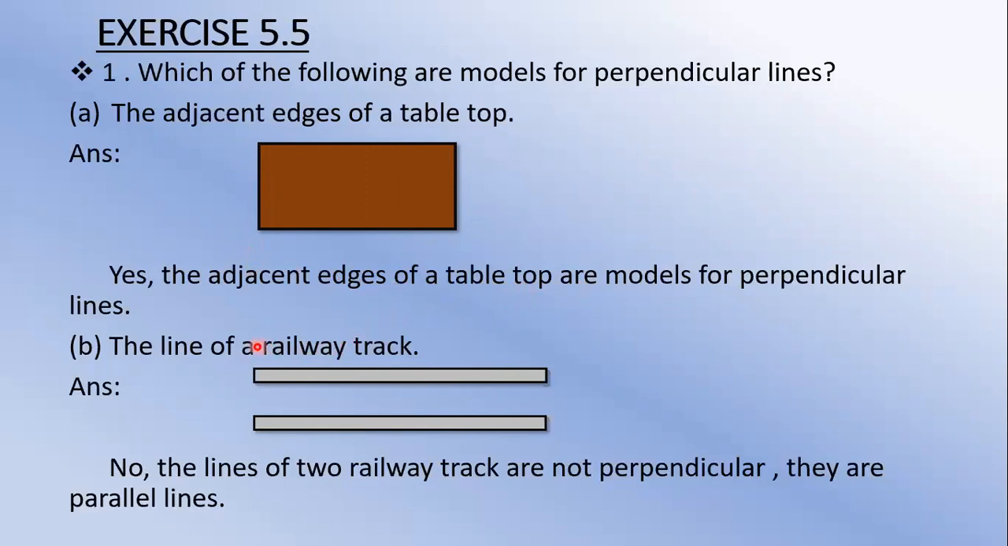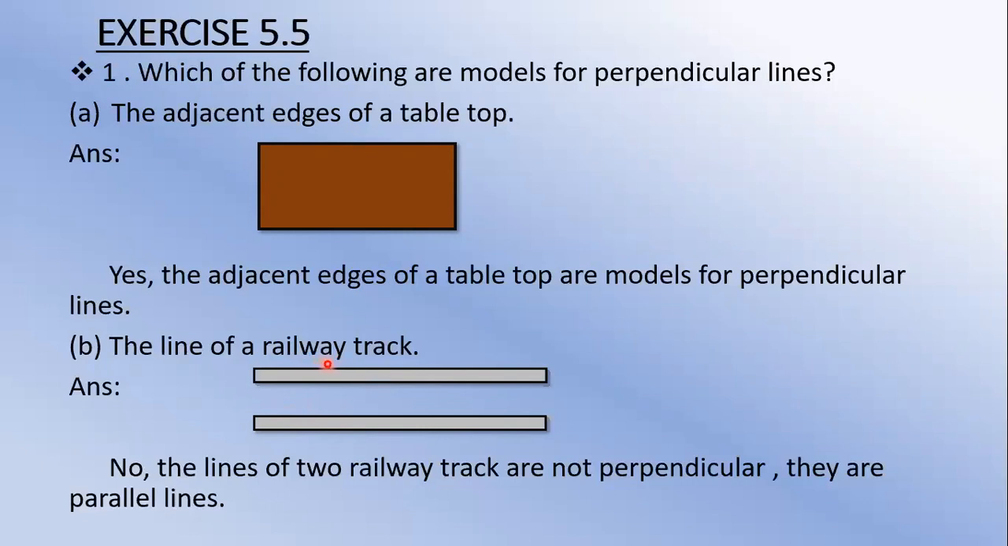Now the next question is the lines of the railway track. See, these are the lines of the railway track. And you know, they are parallel lines. They never meet each other. They never cross each other. So they are not examples of perpendicular lines. Perpendicular lines are those lines which are meeting each other at right angles.